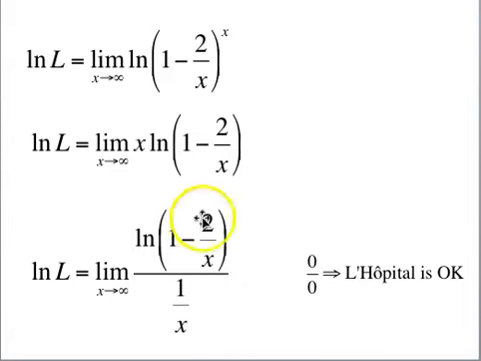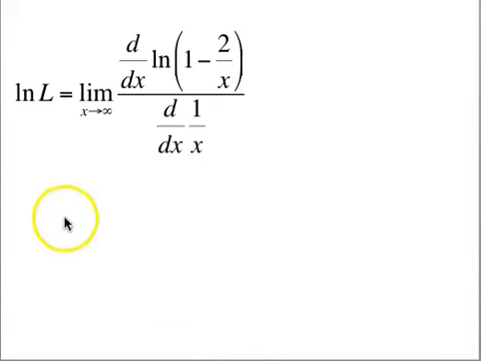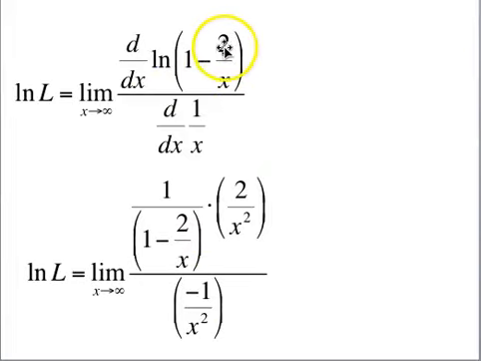If we have a 0 over 0 case, we know that L'Hopital is okay. So if we're going to do L'Hopital, take the derivative of the top, take the derivative of the bottom. And this will take a little bit of effort. The derivative of the log of something is 1 over the something, so 1 over 1 minus 2 over x, times the derivative of this. The derivative of 1 is 0, negative 2x to the negative 1, becomes 2x to the negative 2, which is 2 over x squared. The derivative of 1 over x, that's x to the negative 1, negative 1x to the negative 2, or negative 1 over x squared.